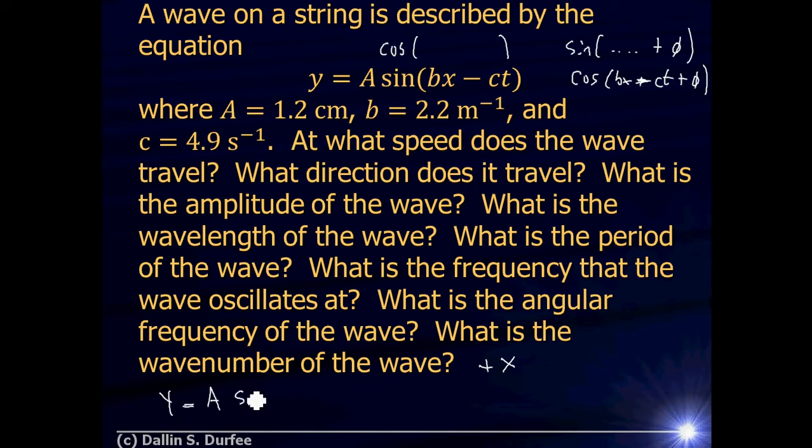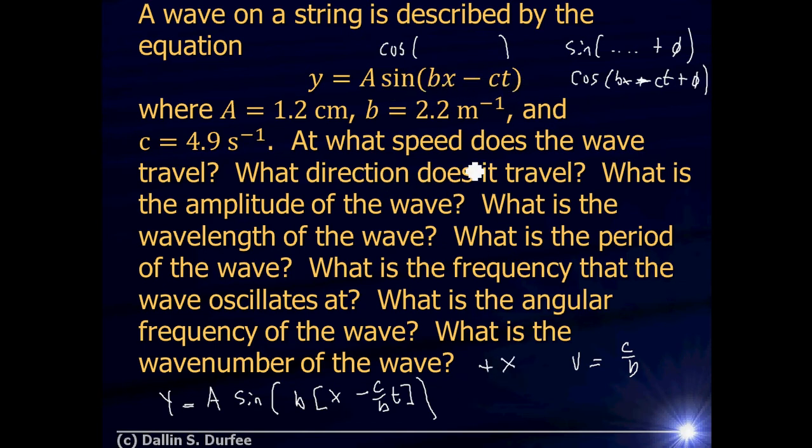So this is going to be sine of, and let's factor out the b, bx minus c over b t. So it's going to travel in the plus x direction with a velocity of c over b. There it is, x plus or minus vt. So there's our velocity right there. Okay, so A sine of bx minus ct.